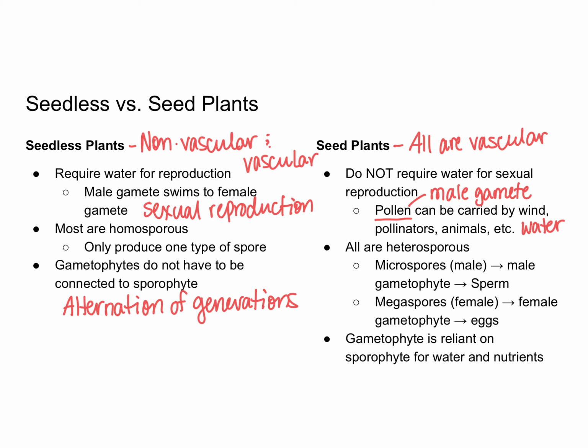All plants that produce seeds are heterosporous. Hetero means different or other, and that just means that these plants produce two different types of spores. They produce microspores, which are the male spores. These spores develop into a male gametophyte, which produces the sperm that's going to be in the pollen grains.